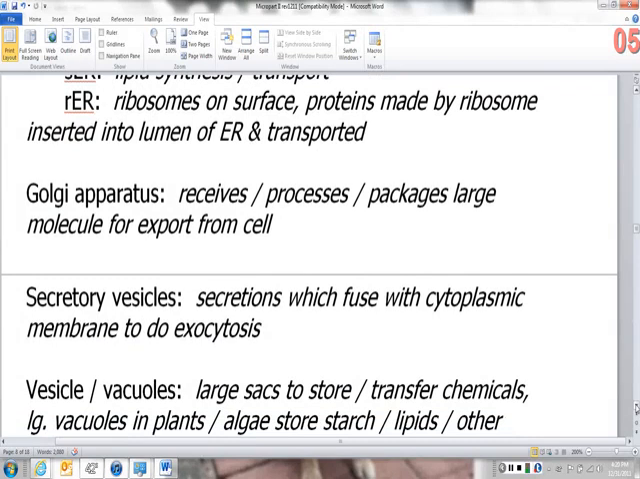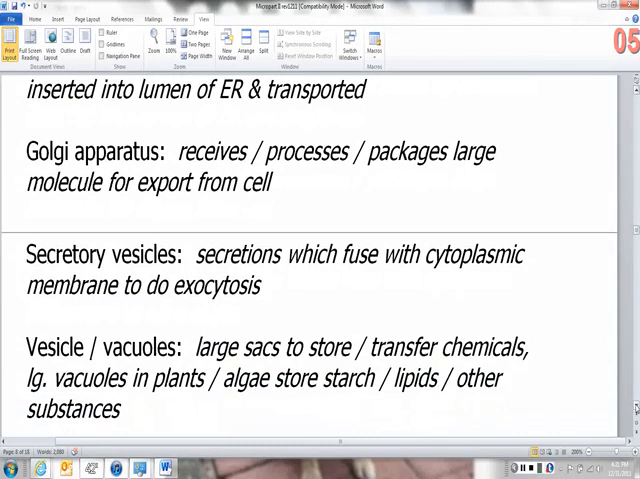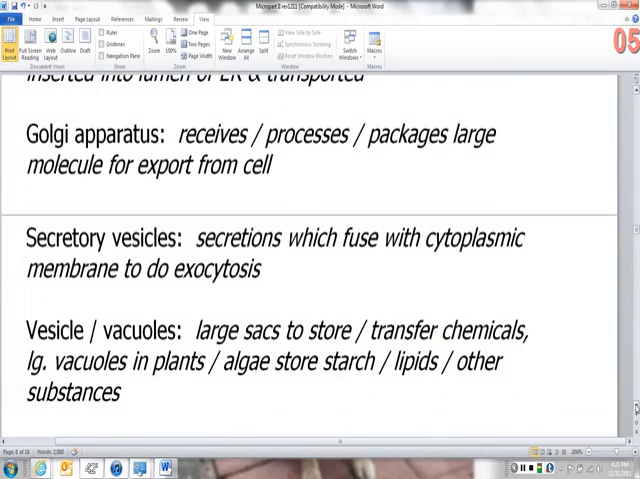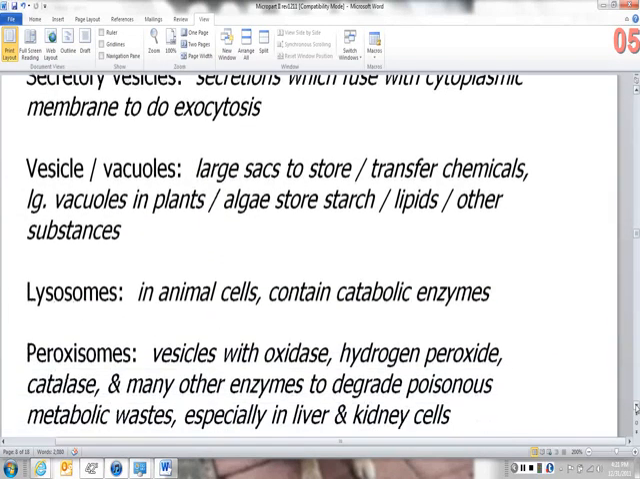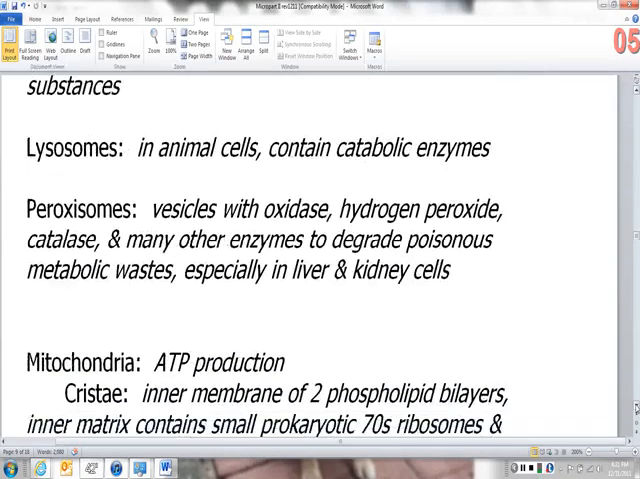Secretory vesicles are secretions which fuse with the cytoplasmic membrane to do exocytosis and push out the substance. Vesicles or vacuoles are large sacs used to store and transfer chemicals. Large vacuoles are found in plants and algae to store starch, lipids, and other substances. Lysosomes in animal cells contain catabolic enzymes. Peroxisomes contain hydrogen peroxide, catalase, oxidase, and many other enzymes used by the cells.